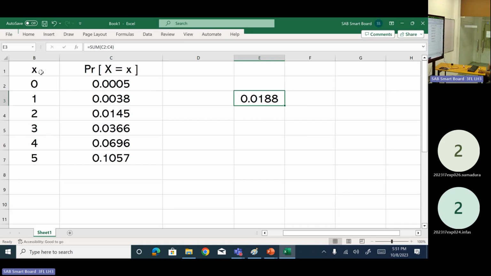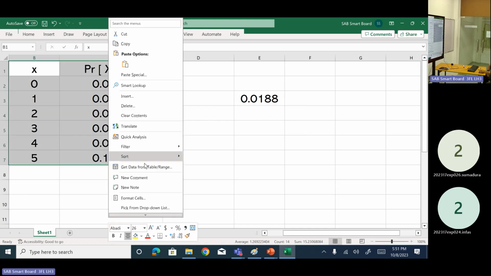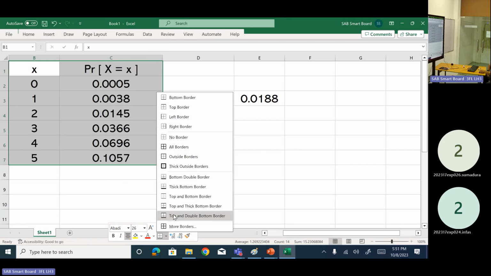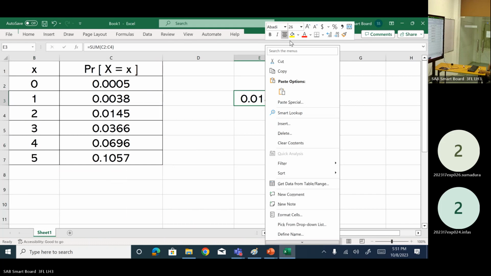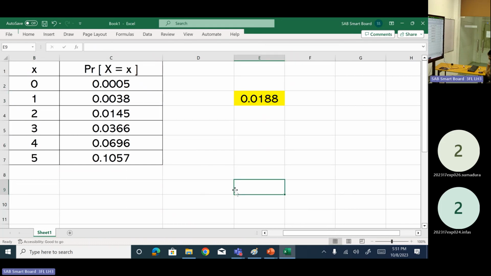So here you find the individual values, right? Individual values are there, and the final answer is also there. 0.018. Okay.